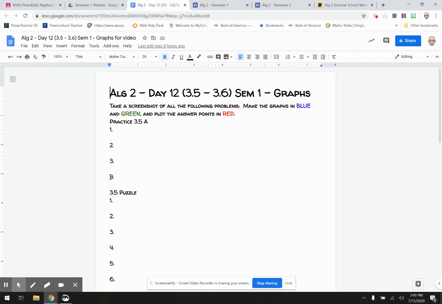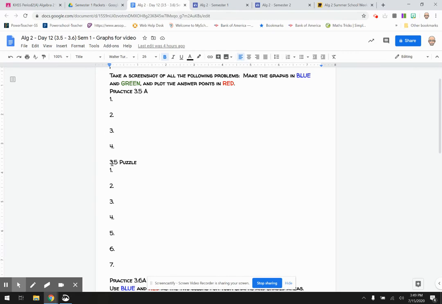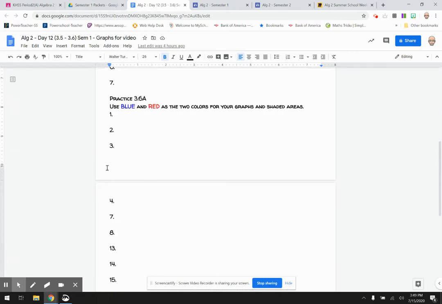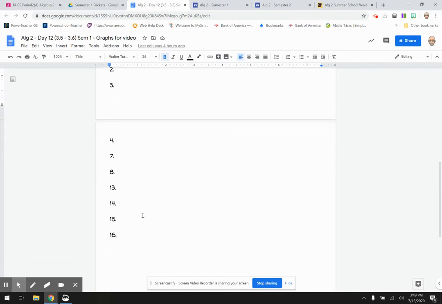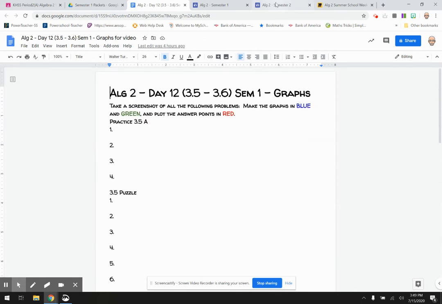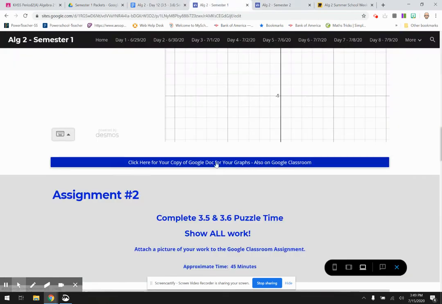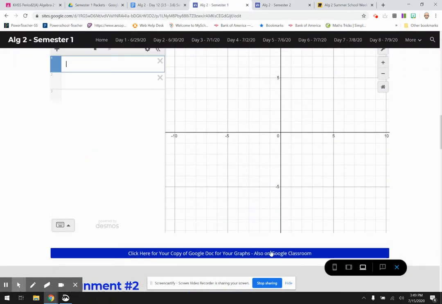3.5a, we're doing 1 through 4, and then 3.5 puzzle, 1 through 7, and then 3.6, 1, 2, 3, 4, and then 7, 8, and then 13 through 16. So those are going to be on this link right here, right below the Desmos.